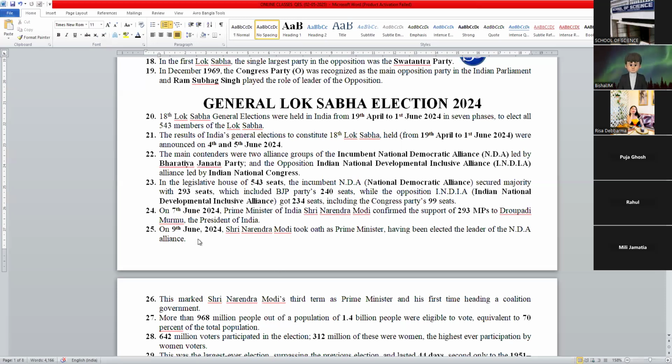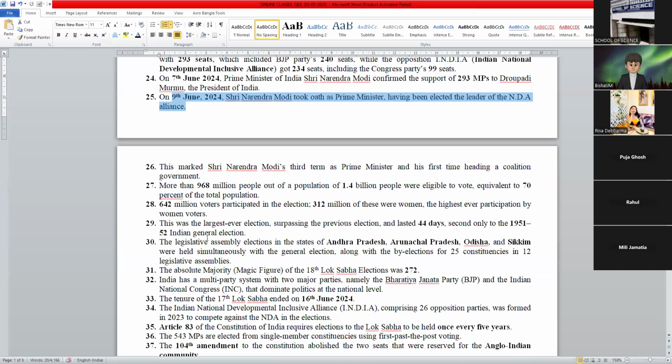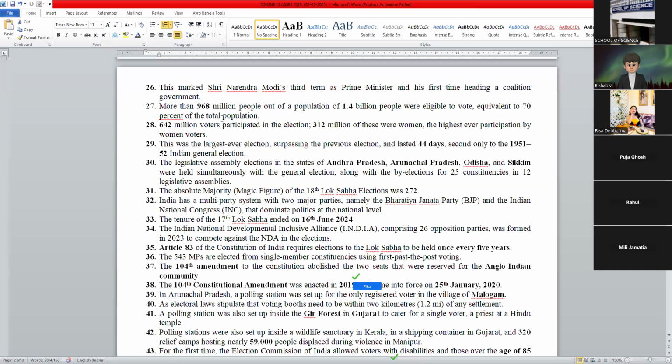And on 9th June 2024, Sri Narendra Modi took oath as Prime Minister, having been elected the leader of the NDA alliance. Point number 26. This marked Sri Narendra Modi's third term as Prime Minister and his first time heading a coalition government. More than 968 million people out of a population of 1.4 billion people were eligible to vote, equivalent to 70% of the total population.